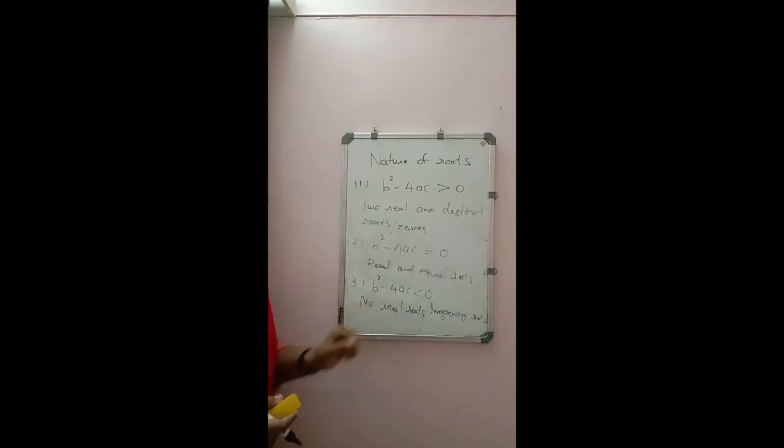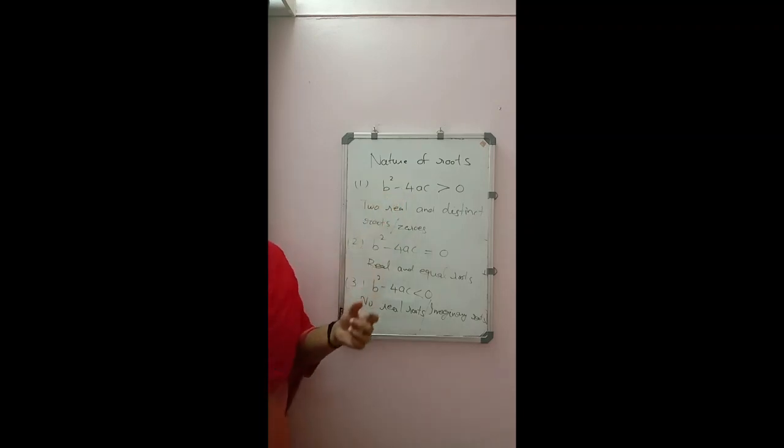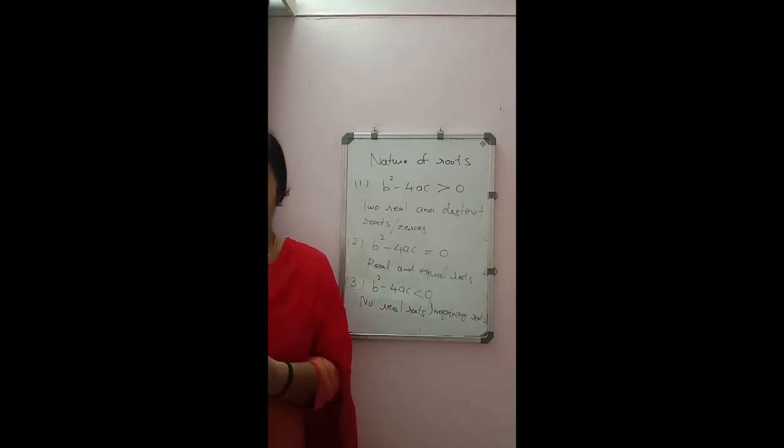And if it is less than 0, we will have no real roots or imaginary roots. Once again, the expression b square minus 4ac is called the discriminant and is denoted by capital letter D. Sometimes it can be asked for 1 mark to find the discriminant of the quadratic equation. In that case, you have to find out the value of b square minus 4ac.